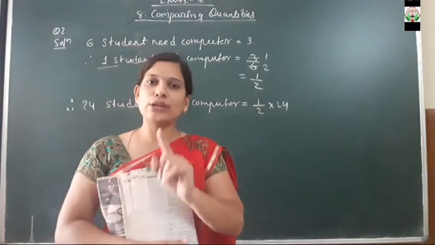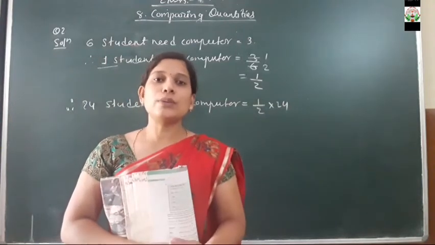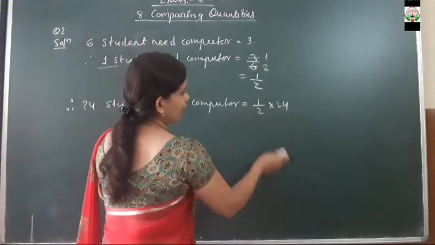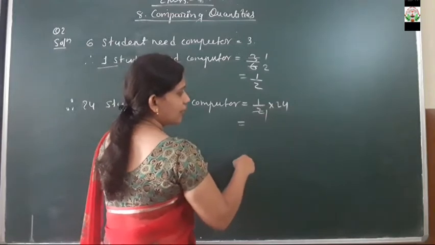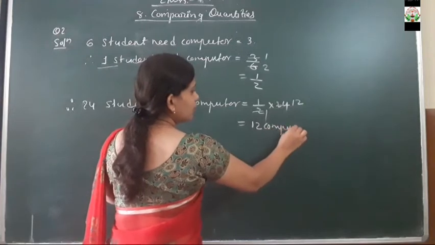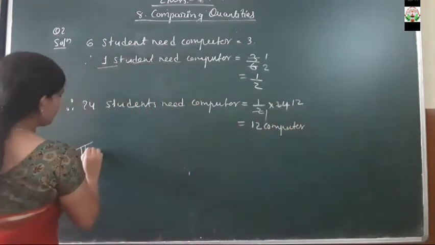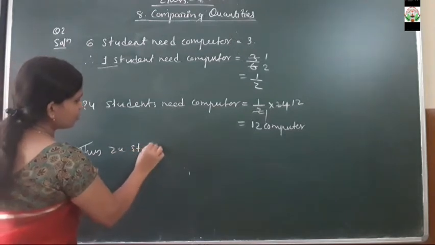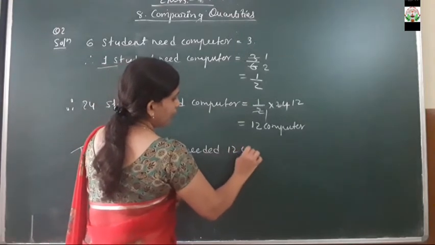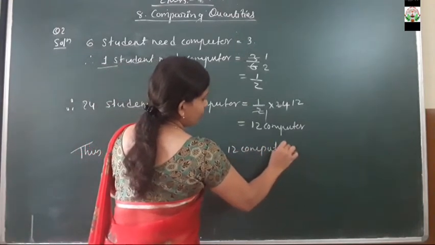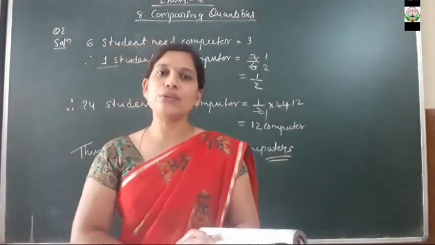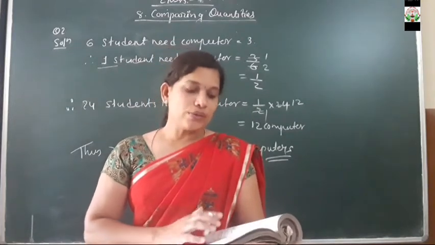That means one child needs half a computer. So how many computers will 24 children need? For that what are we going to do? 1/2 into 24. Isn't it? So here it will get cancelled as 1 time, here it will get cancelled by 12. So the number of computers needed is 12. Thus 24 students needed 12 computers. So how many computers are needed by 24 students? 12 computers are needed for 24 students. Clear everyone? Moving towards question number 3.